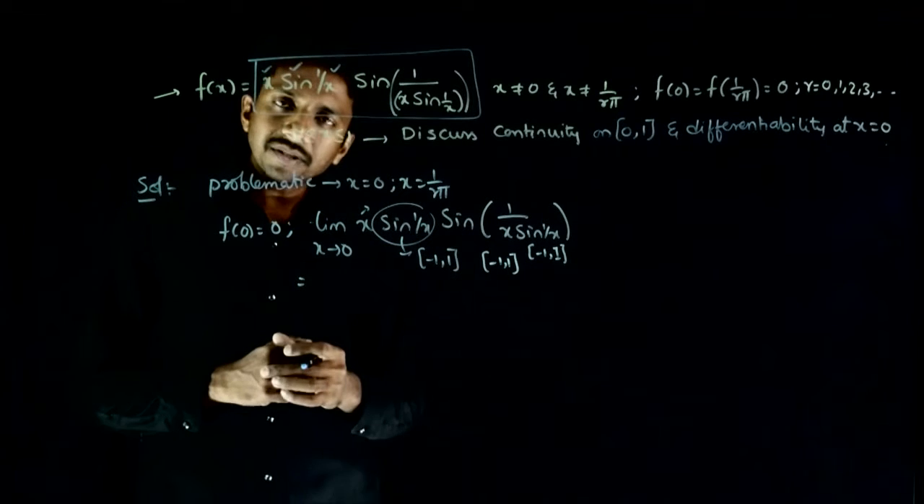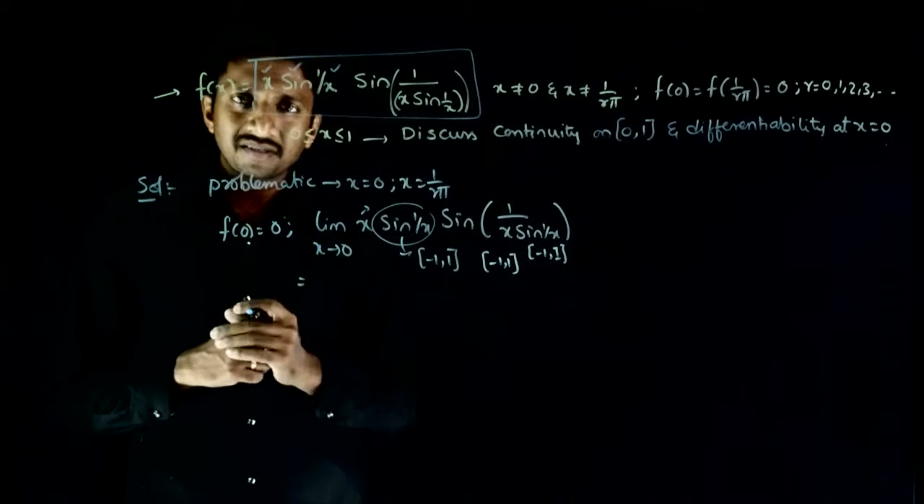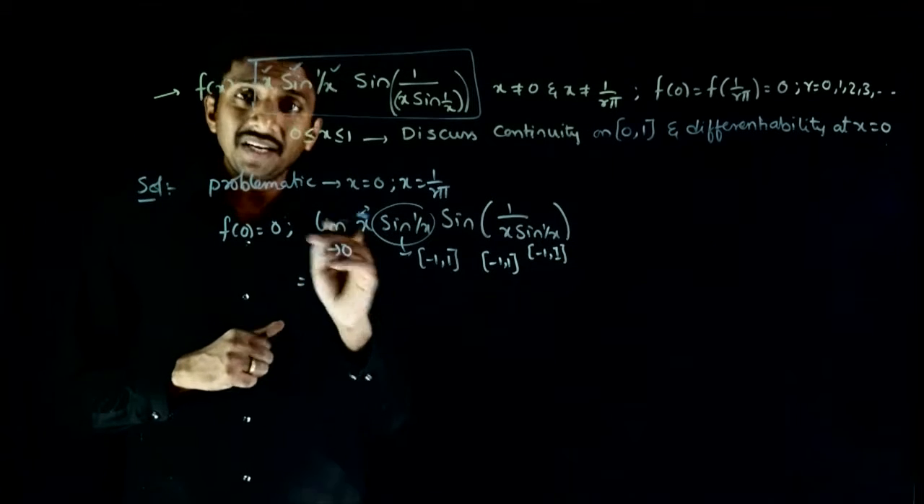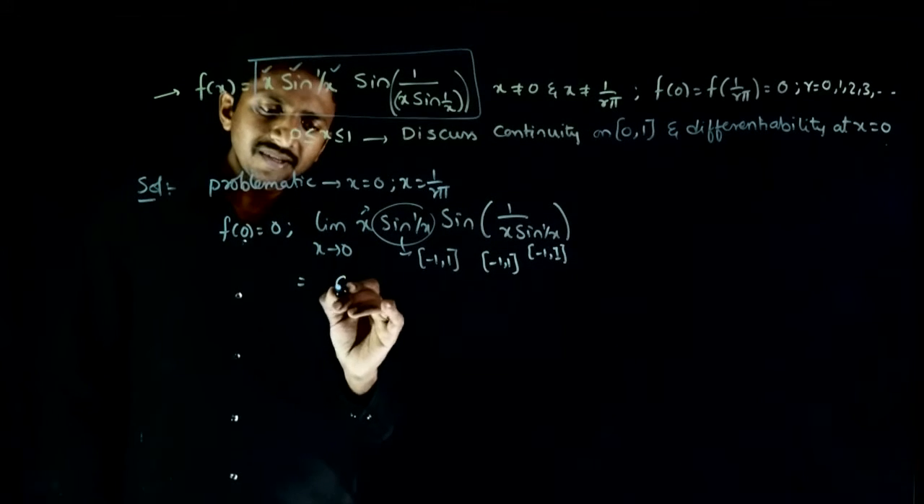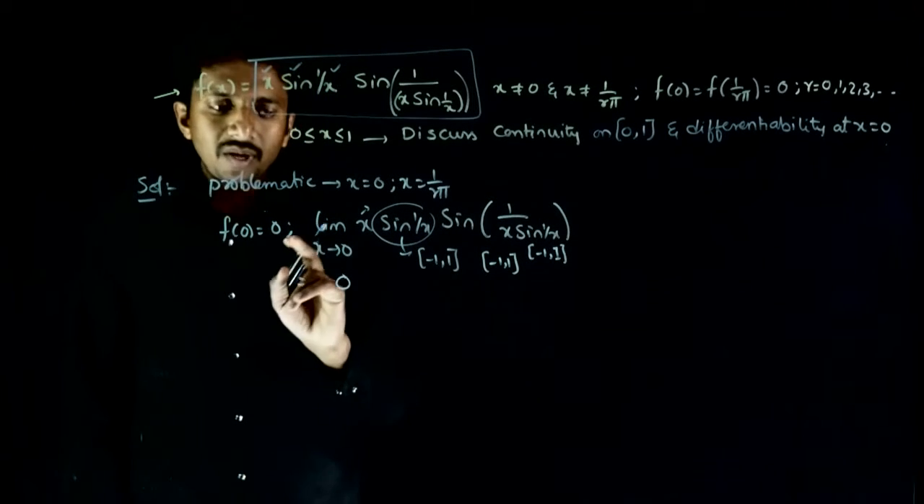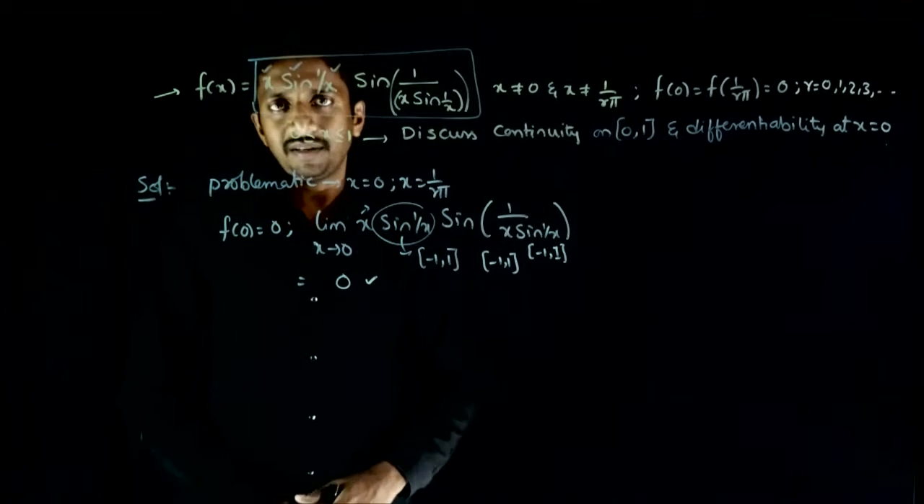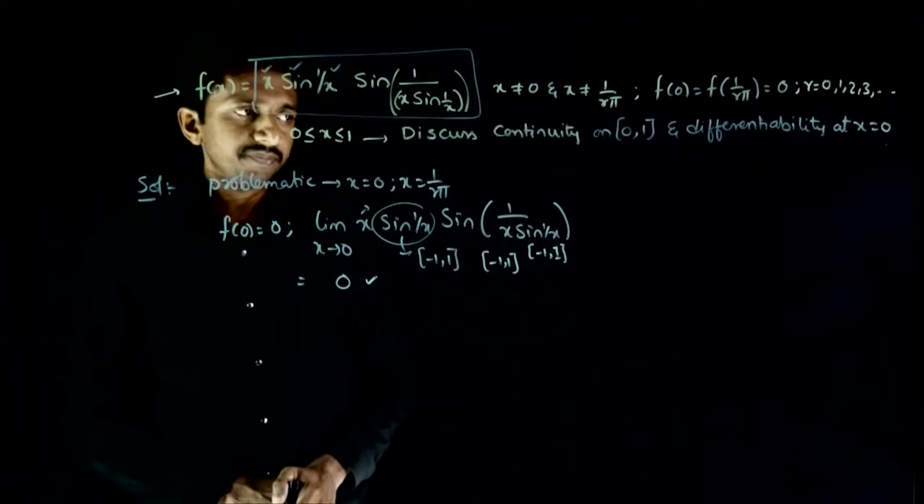So both are finite values, and these finite values are being multiplied with x, which is tending to 0. So the limit value is 0. 0 into any finite number is 0. So the limit value is 0, and the functional value is also 0. Hence f of x is continuous at x equal to 0.